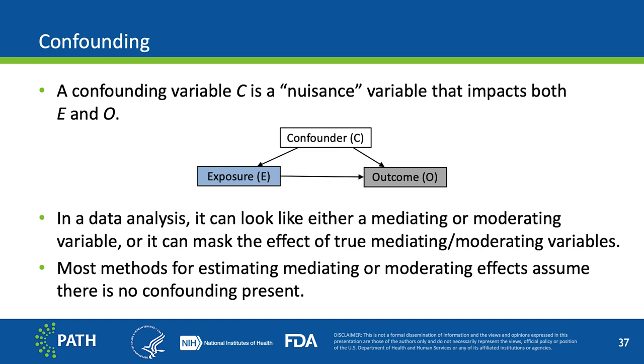If you have such a variable and you do an analysis where you put it in as a factor, it can look like a mediating or a moderating variable, or it can mask the effect of the true mediating or moderating variables. Confounders can really wreak havoc in your analysis. When you look in the literature, most results for methods that have been developed say, we are assuming there is no confounding present. If there's no confounding present, then you obtain all those nice results of being able to detect the mediator, the moderator, etc. Confounding can fundamentally change what you're looking at.